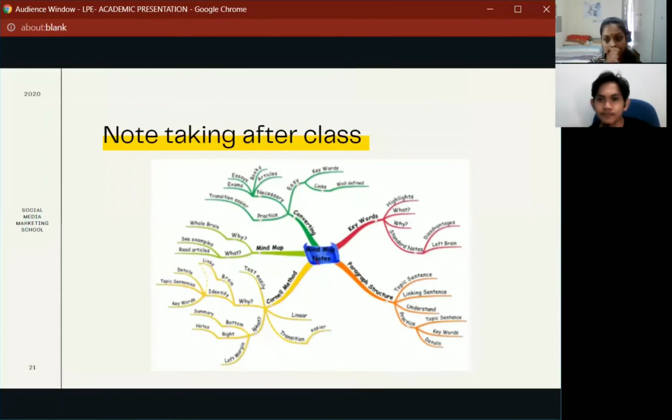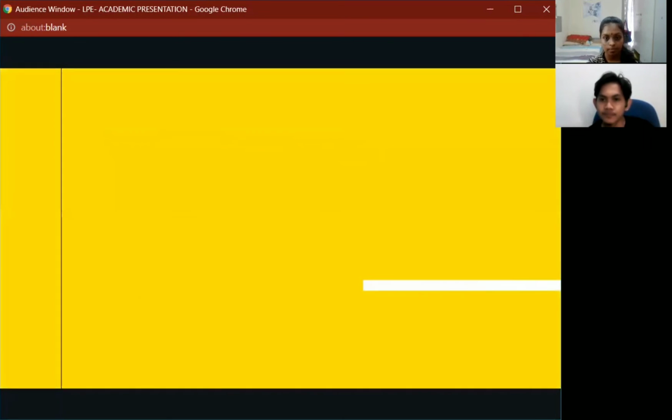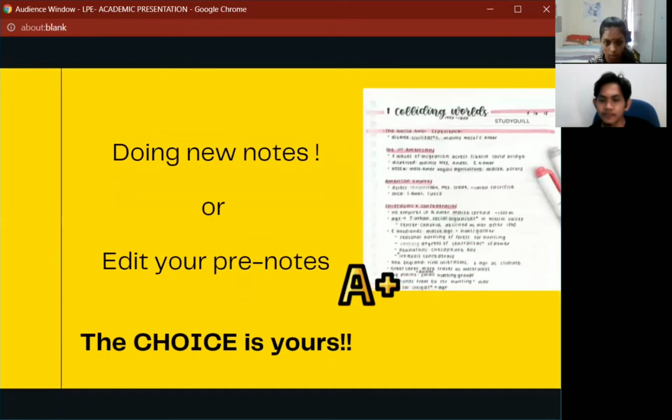So lastly, the third part is note-taking after class. Usually, note-taking after class is where you will combine your pre-lecture notes and the during-lecture notes to make completely new notes, or just re-edit your past notes. Doing new notes or editing your pre-notes is your choice, because some people prefer doing new notes. Like myself, I prefer to do new notes, which are complete and nice to see.